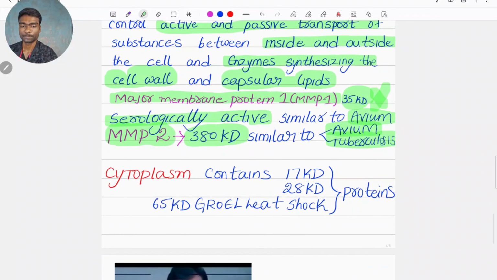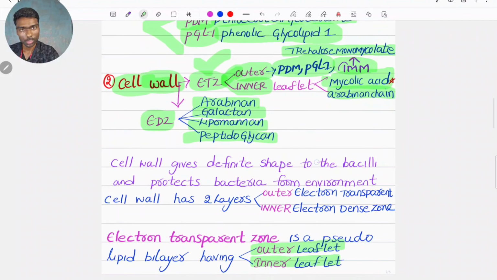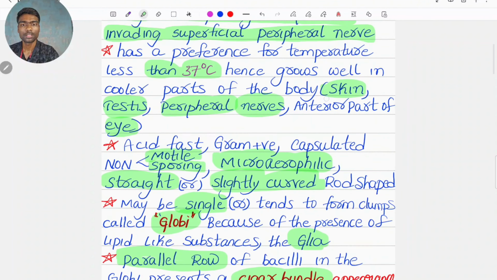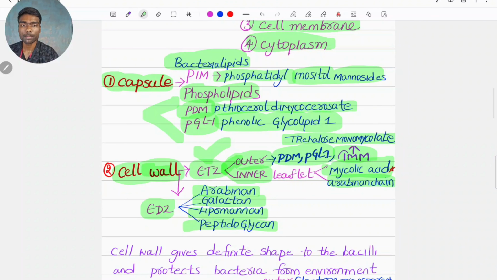Coming to cytoplasm. Cytoplasm contains proteins: 17 kilodalton protein, 28 kilodalton protein, 65 kilodalton protein, known as GroEL heat shock proteins. Now coming from outside to inside: capsule, cell wall, cell membrane, cytoplasm. Inside the capsule, mainly two things you have to remember: thiocerol dimycoserosate and phenolic glycolipid 1, the two P's.